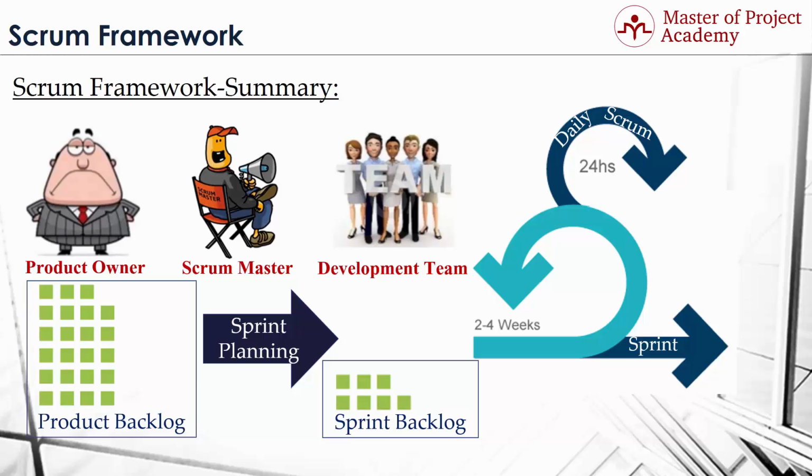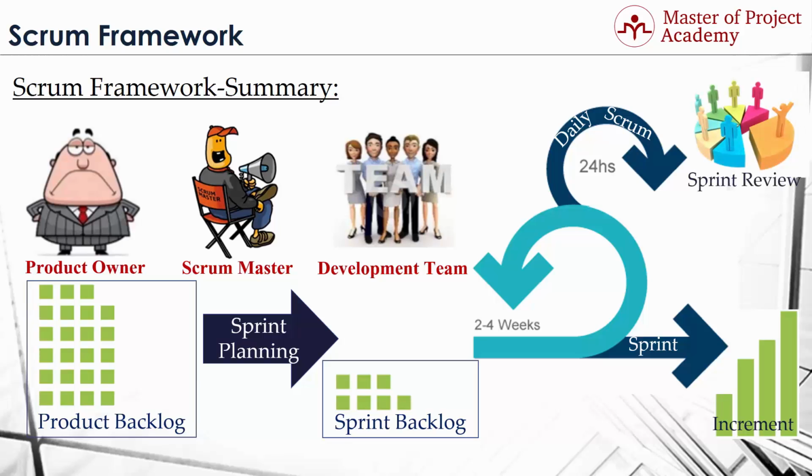Once all sprint tasks in the sprint backlog are finished and the sprint goal is achieved, a new increment is delivered. Increment is the sum of all of the product backlog items completed during a sprint and all previous sprints. At the end of the sprint, a review meeting is organized by the product owner. All stakeholders and the Scrum team attend the sprint review meeting.